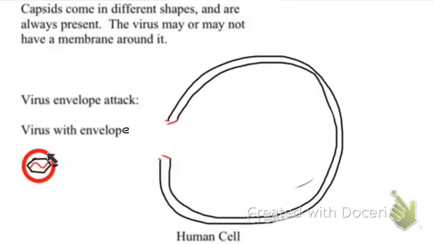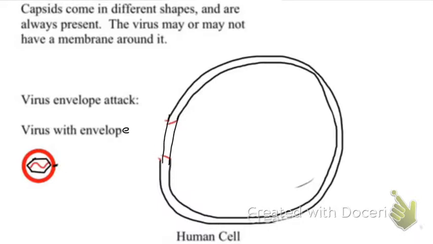So the red is the envelope, the black hexagon is the plasmid, or the capsid, and inside is the single-stranded RNA. So the way this works is that the proteins on the outside of this envelope bond to a very specific protein on a human cell.